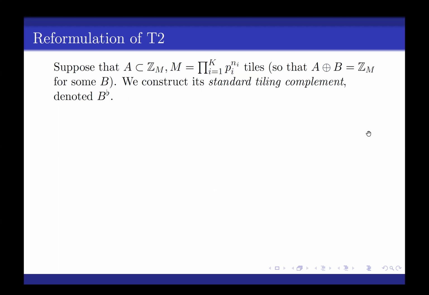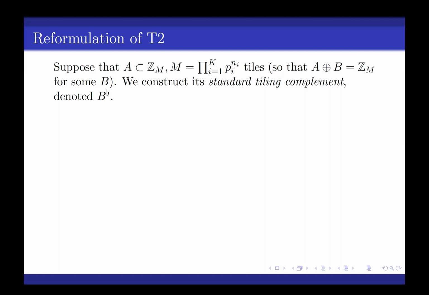M. And I want to draw your attention to the fact that this construction that I'm going to show you does not depend on B. So whatever B is, the construction will not depend on that. It actually only depends on the set A. Okay, so we're going to construct the standard tiling complement of the set A, and I'm going to denote it by B flat, and I'm going to refer to it as B standard.